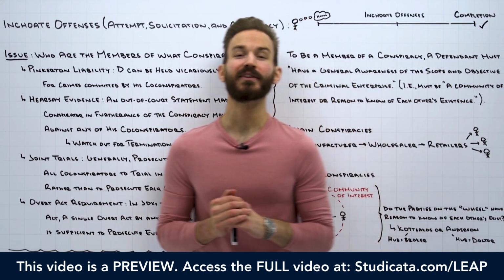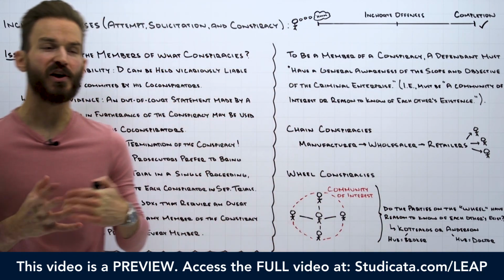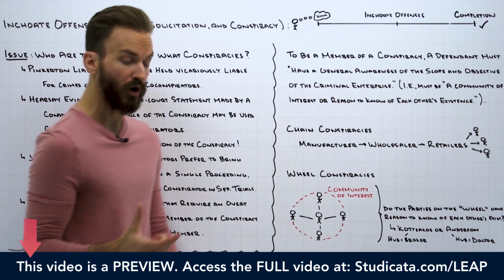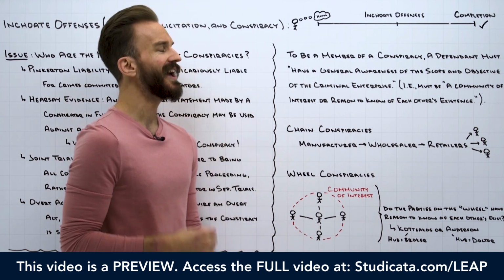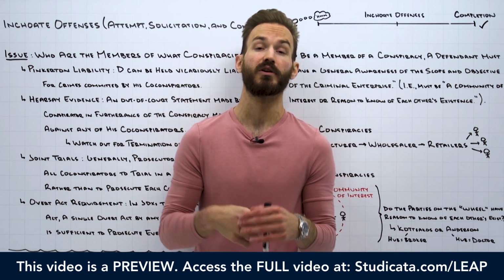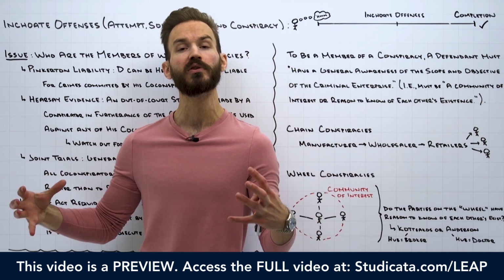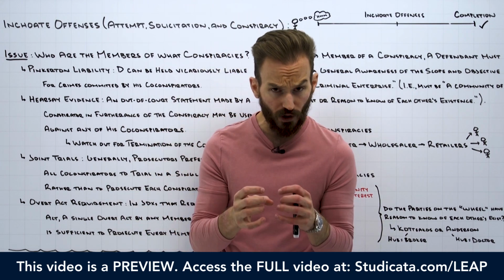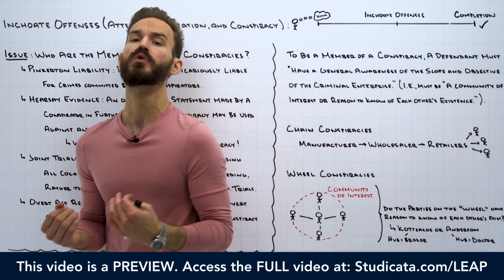In this lesson, we're continuing our discussion of the inchoate offense of conspiracy. Specifically, we're going to focus on determining who the members are of what conspiracy. In other words, we're really focused here on determining whether we're dealing with one large conspiracy that has several members, or if we're dealing with several smaller conspiracies with fewer members.